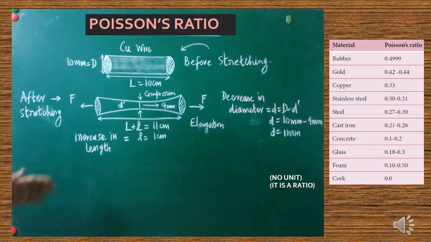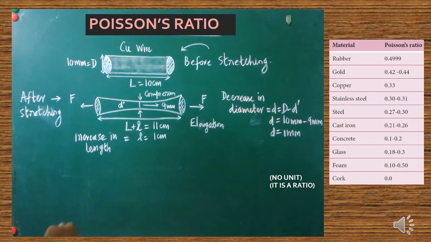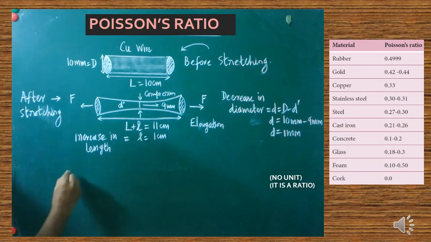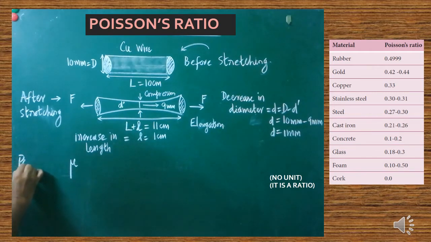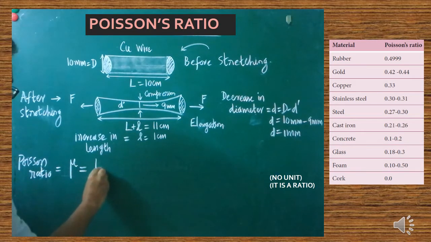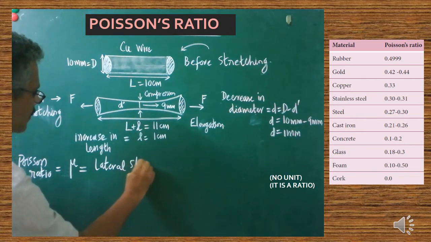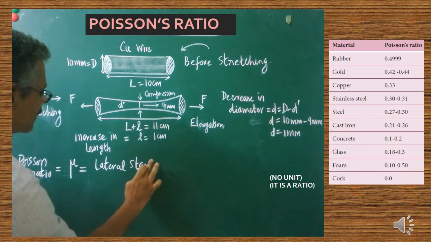Now by using this increase in length and this decrease in diameter, we have to find out which one? Poisson ratio. The formula to calculate the Poisson ratio is: mu is equal to lateral strain.